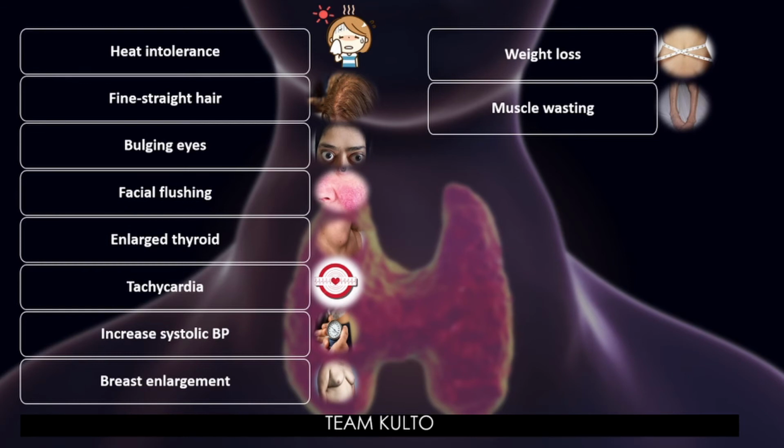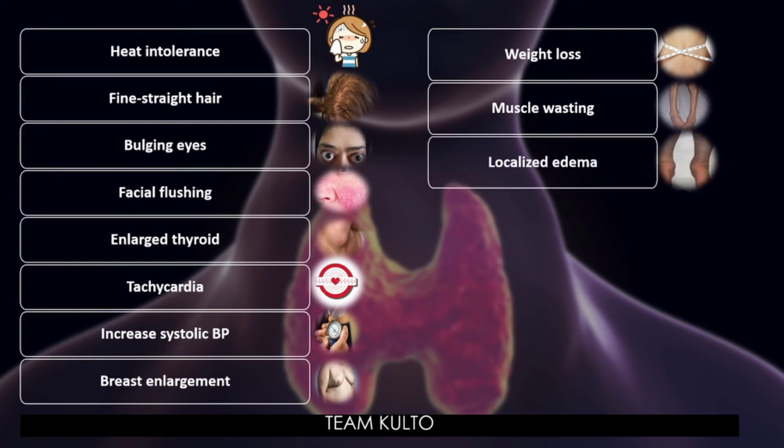What else? Localized edema. It is thought that fibroblast stimulation by the thyroid stimulating hormone, or our TSH receptor, increases the deposition of glycosaminoglycan, which results in osmotic edema and fluid retention. It is thought that many cells responsible for forming connective tissue react to increased TSH levels.